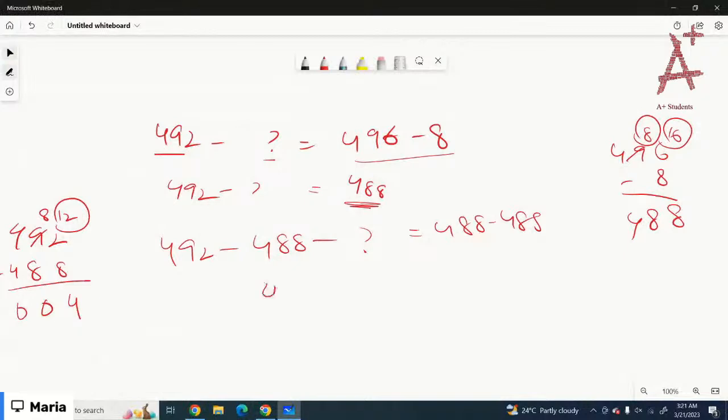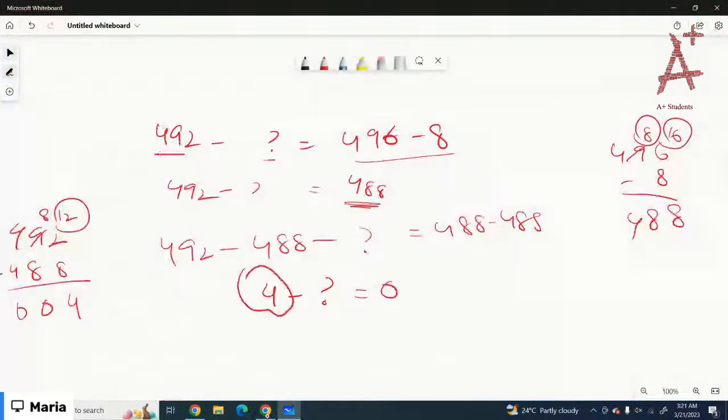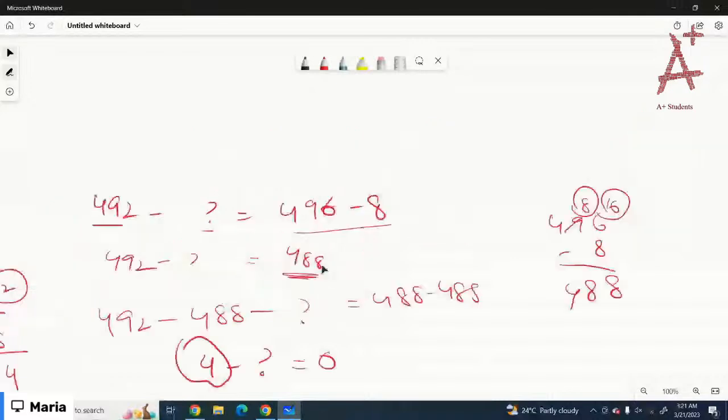So here you have 4 minus the missing number equals 0. Got it? Because 488 minus 488 is 0. That means this is the missing number you are going to find. So basically the missing number is 4. Got it? You can subtract 4 from here and then both sides of the equation are equal. Because we know that 4 minus 4 is 0. So the missing number here is 4. Got it?